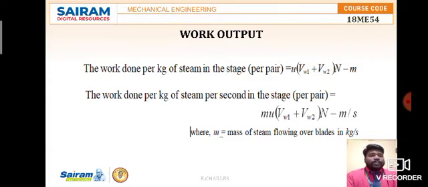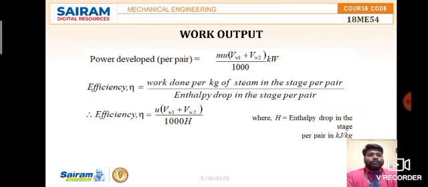Per kg of steam in the stage is equal to m into u, because m is nothing but the mass flow rate of steam flowing over the blades in kg per second. So m into u, Vw1 plus Vw2, that is Newton meter per second. This Newton meter per second is also called watts. Then the power developed is m into u, Vw1 plus Vw2, divided by 1000, which will give you kilowatts. That is the power developed.